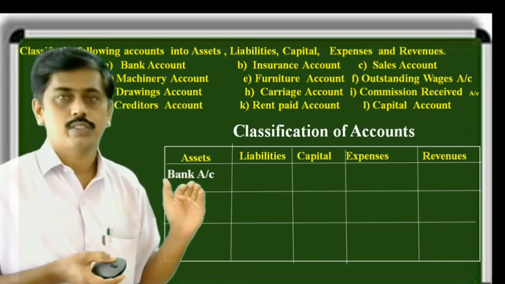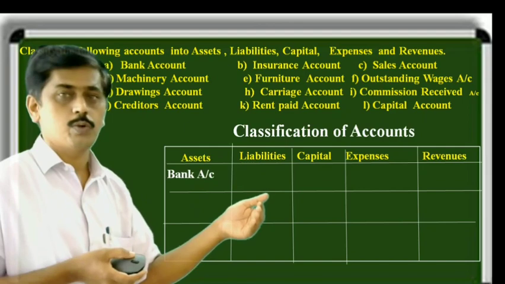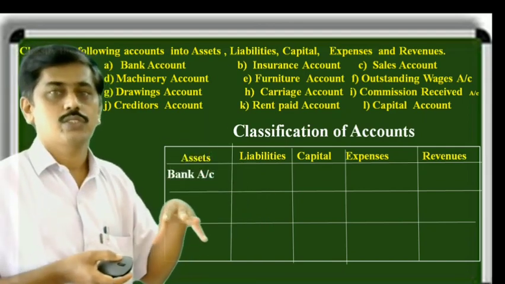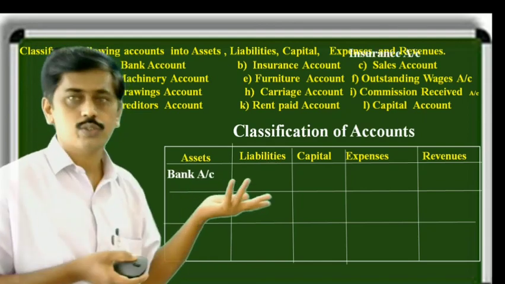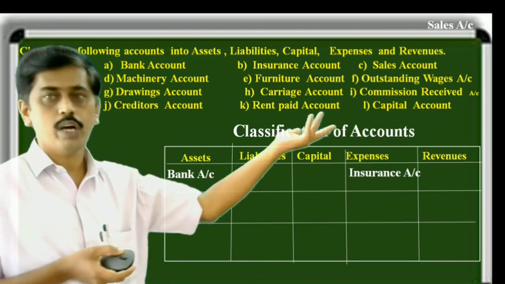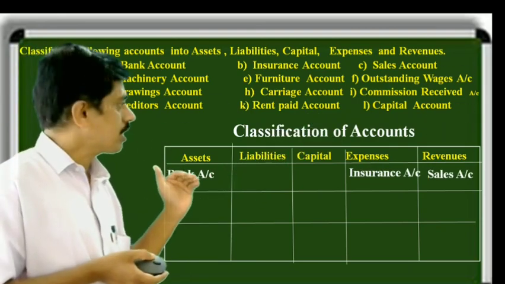Insurance account. What's this insurance account? A firm may take insurance policy on the goods. Then you have to pay premium for that. So it is an expense. Insurance account, expenses account. Sales account, already we have seen. Revenues account. Then machinery account.